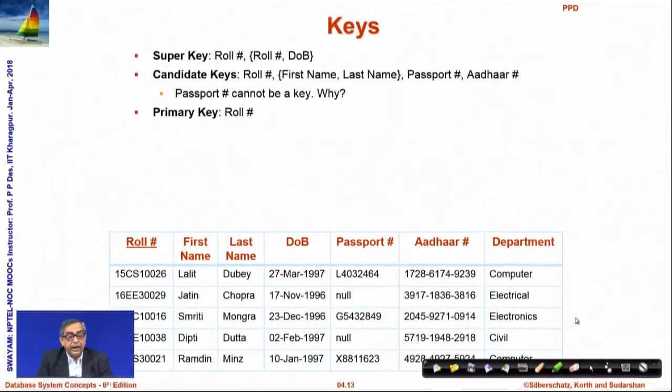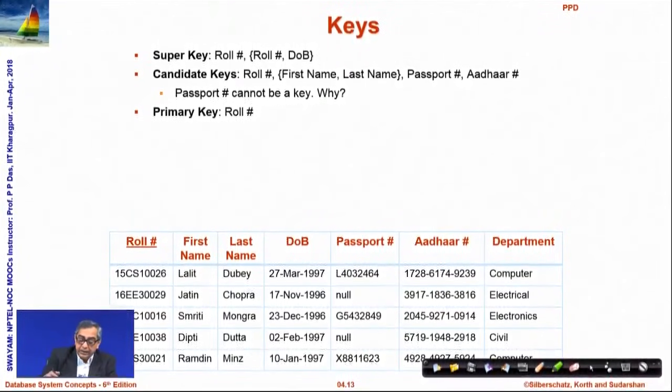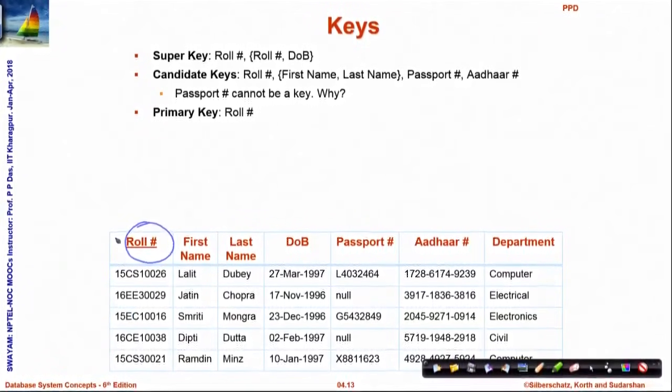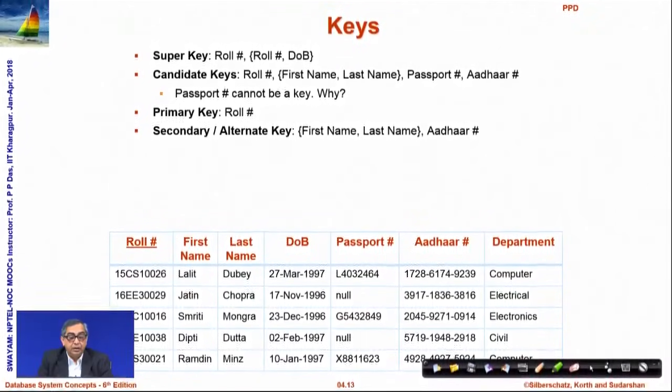So, one of these candidate keys has to be made the primary key. Let us say we make roll number the primary key, and since we make roll number the primary key, in the schema we underline the roll number attribute. This would be a common way to show that roll number is a primary key. So, the others that are not taken as a primary key are called the secondary or alternate keys. So, first name last name pair could be an alternate key, Aadhaar number could be an alternate key, and so on.